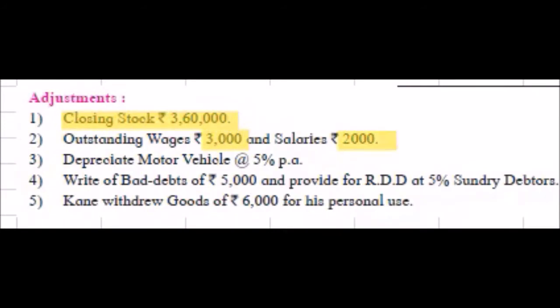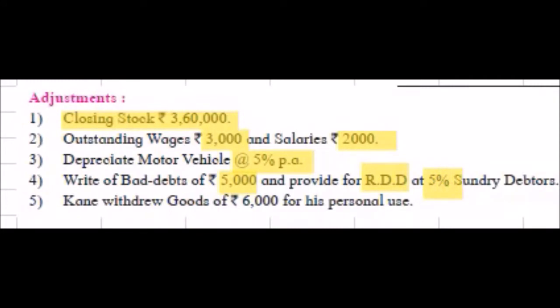Salaries is 2,000 rupees. Next, depreciate motor vehicle, which will come in the balance sheet, at 5% per annum. So on the motor vehicle, we need to calculate 5% per annum. Next is write off bad debts of 5,000 rupees. This is a new bad debt. And reserve for doubtful debt, this is a new one, at 5% on sundry debtors. You need to calculate the RDD and bad debts.